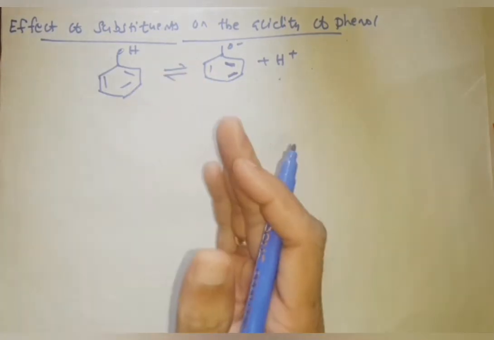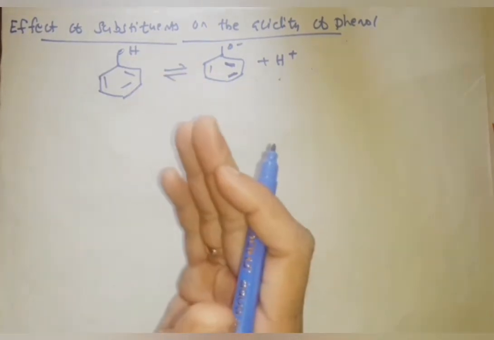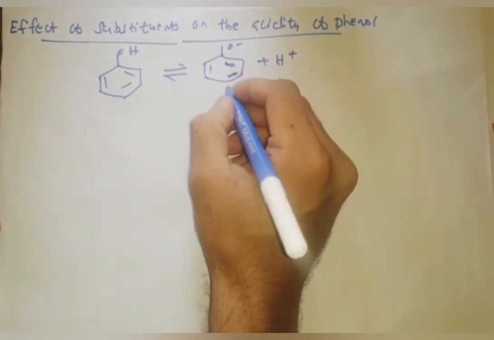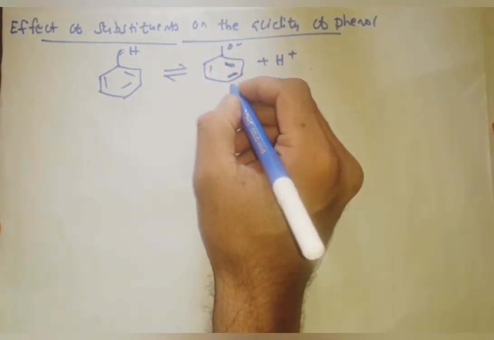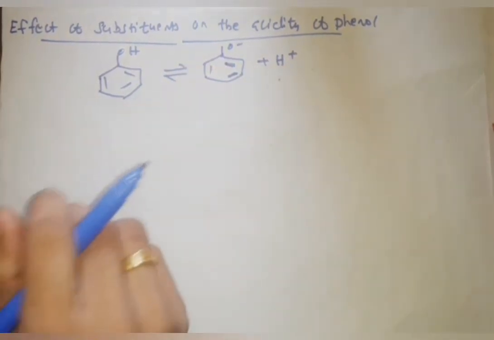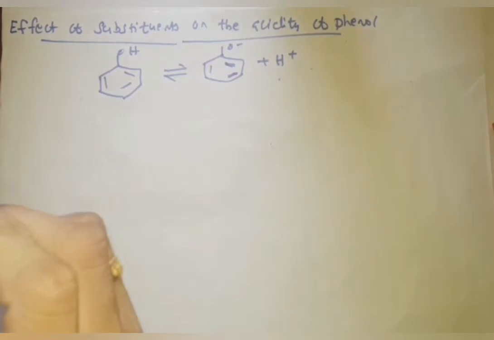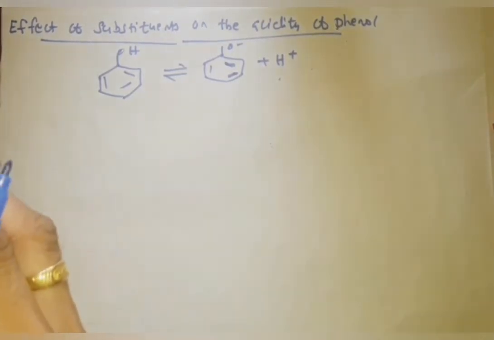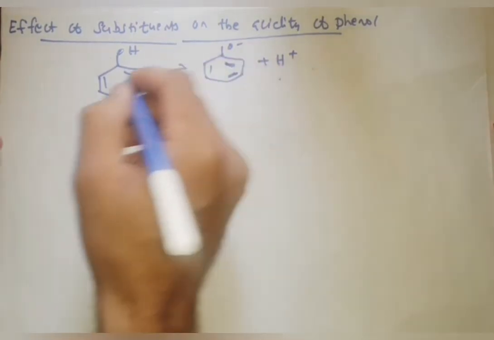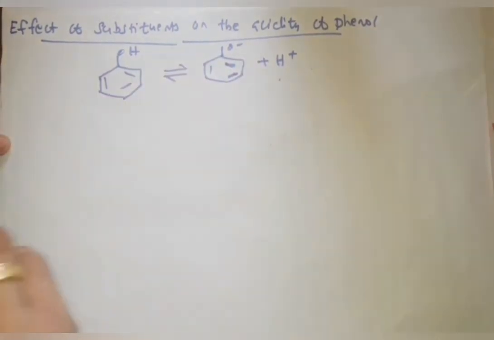When a group or substituent which has the power to enhance the stability of phenoxide ion is present, it increases the acidity of phenol. So a group or a substituent which has the power to enhance the stability of phenoxide ion increases the acidity of phenol.